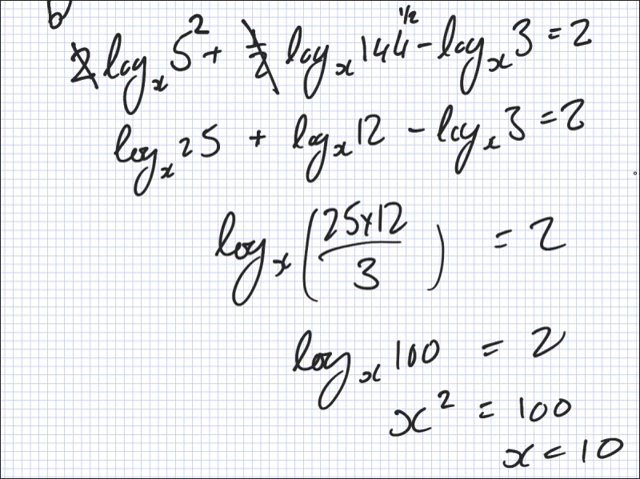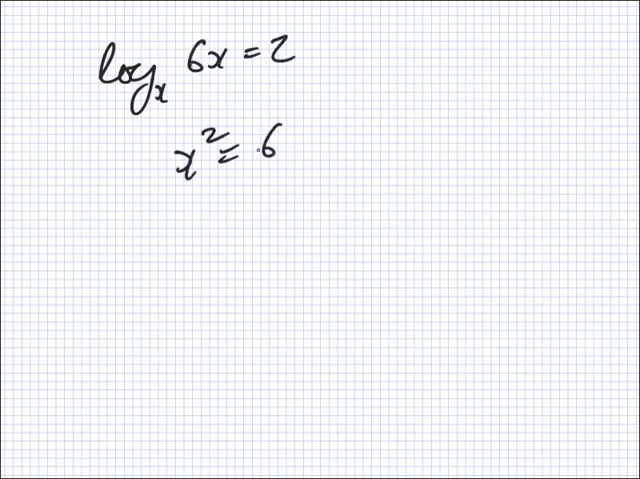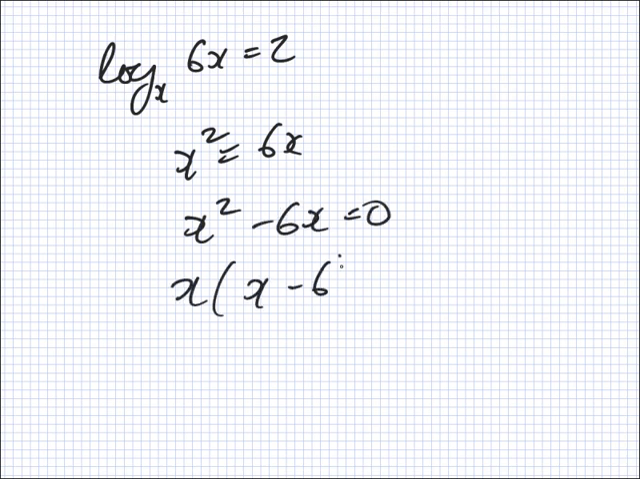Continue? Yes. Okay. Right, you want to solve log base x of 6x equals 2. So that means x squared equals 6x. That means x squared minus 6x equals 0. So x minus 6 equals 0. You can't really have x as 0, it's undefined. So the answer is only x is 6.